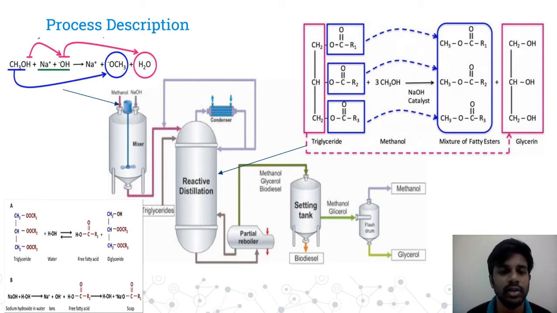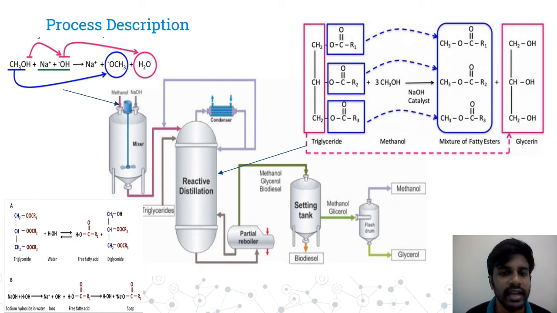Methanol and strong sodium hydroxide are well mixed in the mixer before being fed to the reactive distillation column. In this reaction, methoxide is produced and reacts with the triglyceride in this case, to form methyl ester. Methyl ester is the biodiesel in this case.